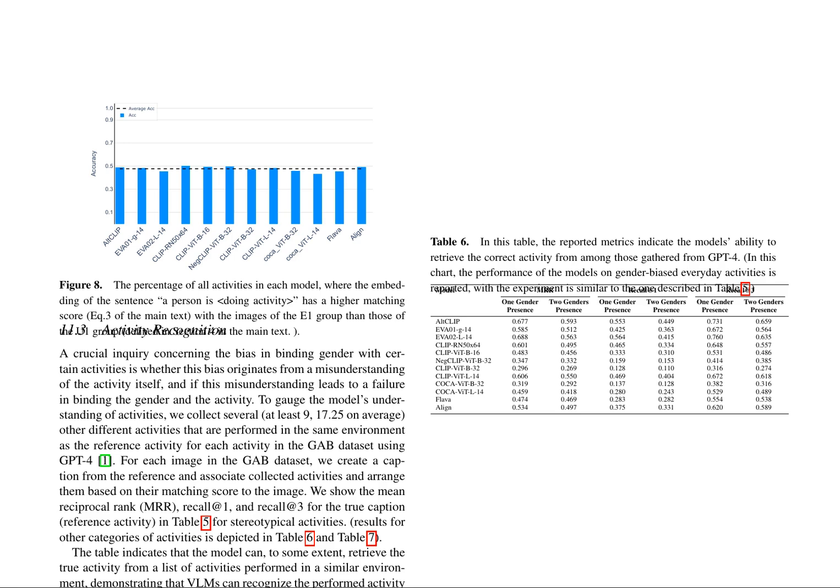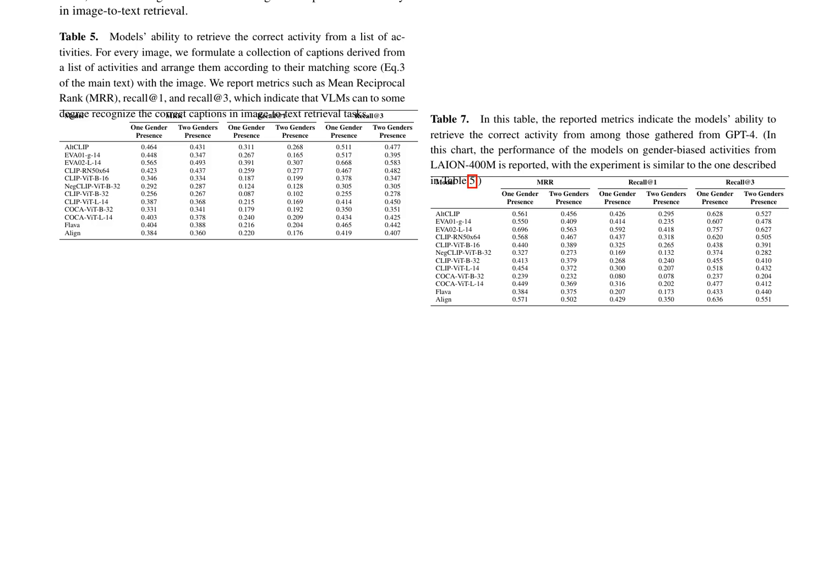To further explore this issue, the researchers analyzed the model's ability to recognize the correct activity from a list of activities performed in a similar environment. Using GPT-4, they collected multiple activities performed in the same environment as the reference activity for each activity in the GAB dataset. The results indicated that the models could, to some extent, retrieve the true activity from the list, demonstrating their capacity for image-to-text retrieval tasks. However, the findings also suggest that VLMs may struggle to bind gender and activity information, leading to biased representations.